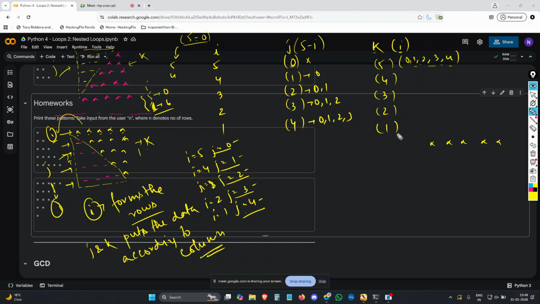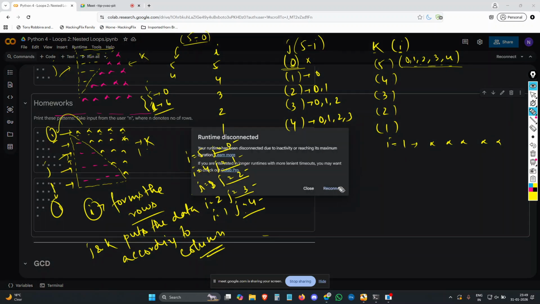Now you see, for I equals 1, J is printing nothing, no space. And K is printing 5 stars. Okay, this is clear.